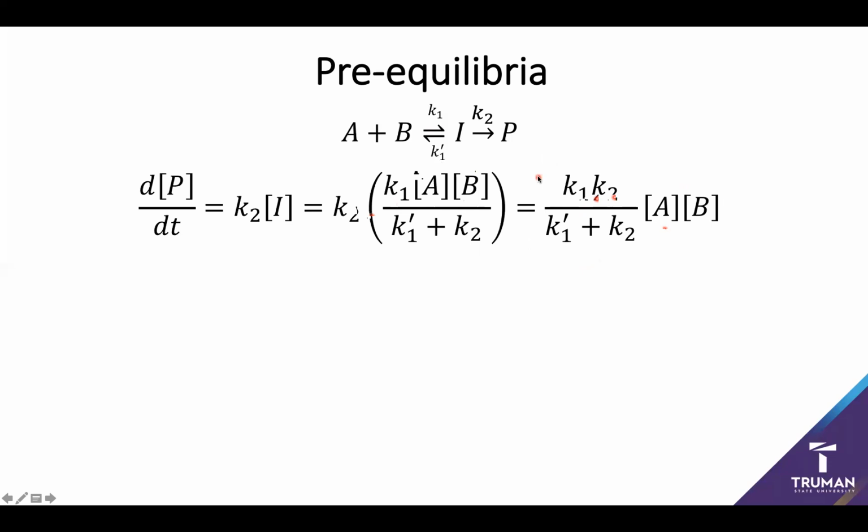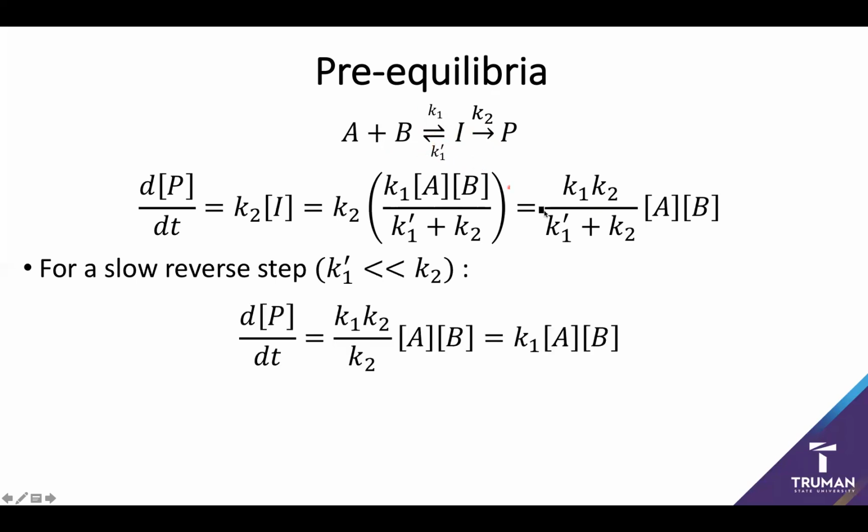But one of the things I want to do is kind of illustrate several different scenarios that we can apply to this reaction. So one of the big cases that we are often interested in is what happens if we have a slow reverse step. So essentially, once I form my intermediate, I'm more likely to proceed to product than back to reactant. So in this case, K1 will be fairly large, K2 will be fairly intermediate, and K1 prime will be fairly low. Now, in this case, what we see is that K1 is much smaller than K2.